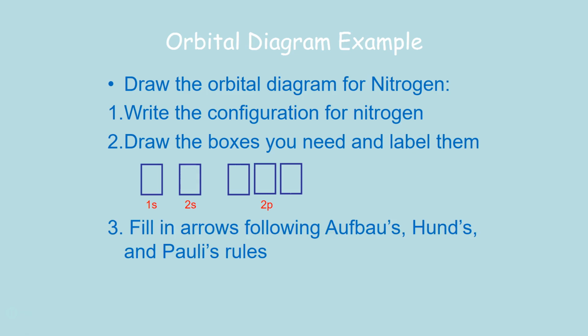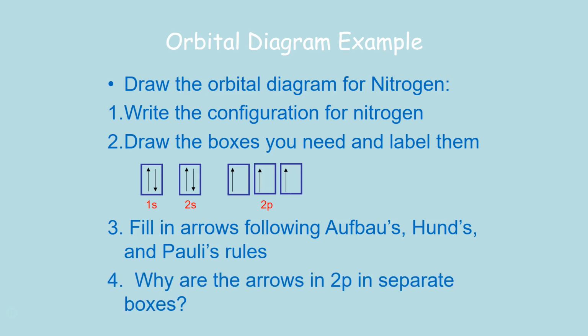Then we're going to fill in our arrows following Aufbau's, Hund's, and Pauli's rules. So we are going to fill in our lower energy levels first. We fill in our 1s, we put in our up arrow, we put in our down arrow. We fill in our 2s, we put in our up arrow, we put in our down arrow. Then when we get to 2p, it is 2p3, meaning we need 3 arrows. And you put 1 arrow in each box facing upwards.